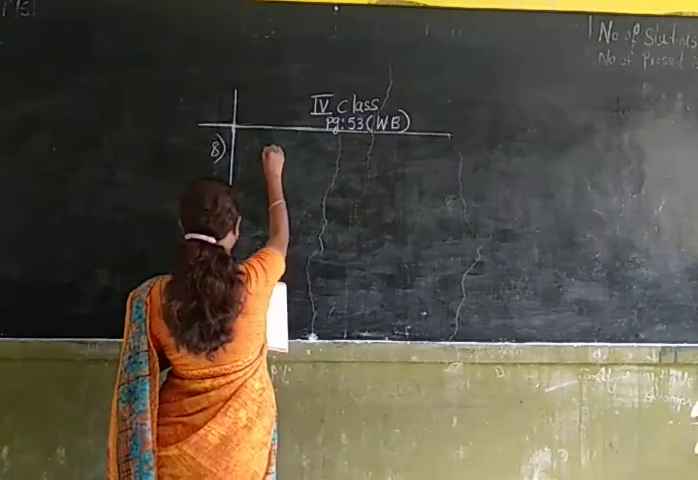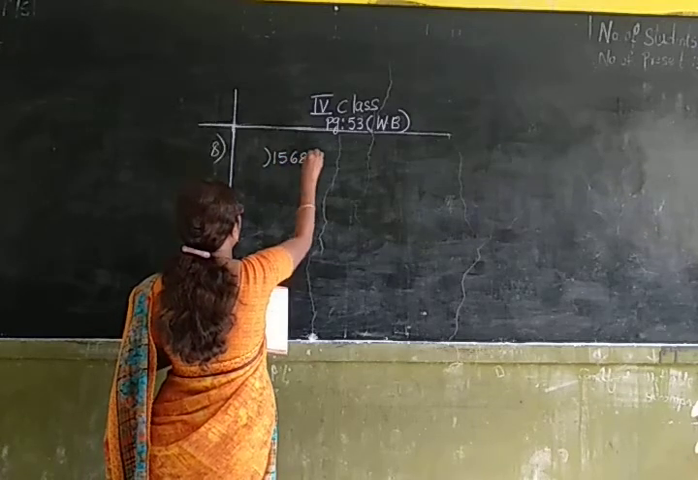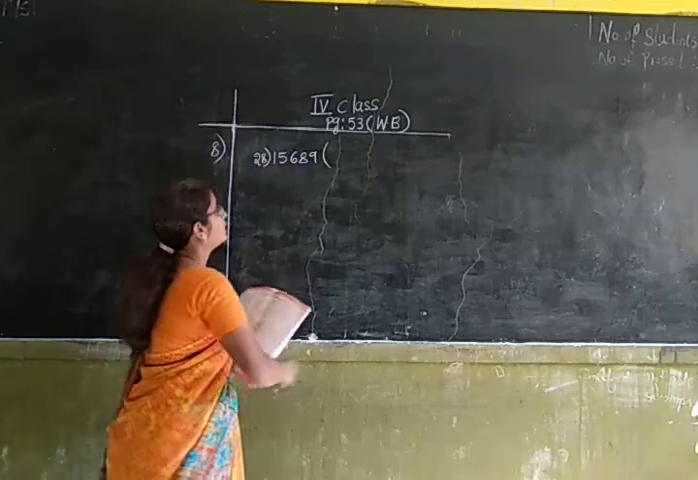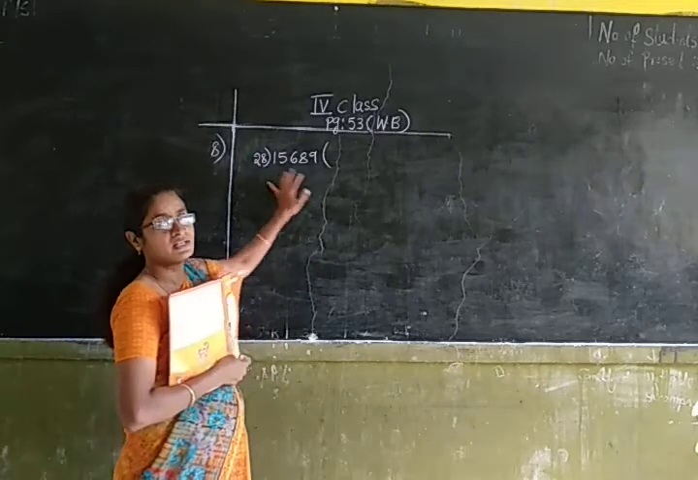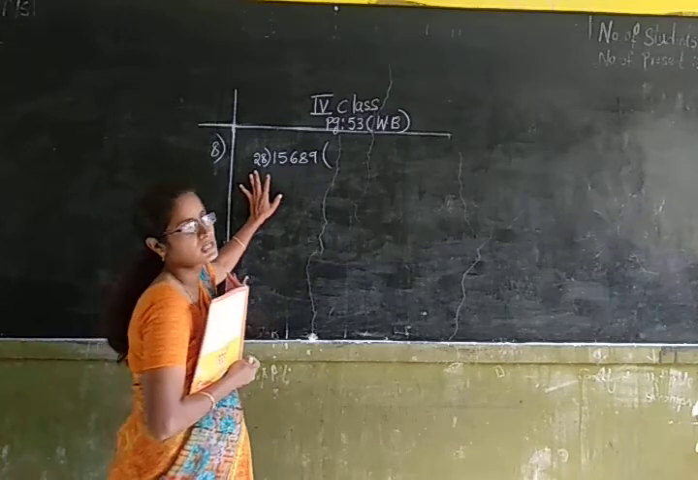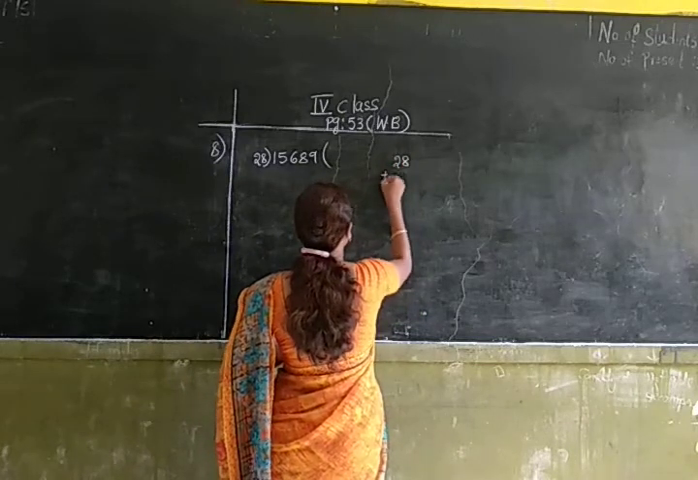First, what we have to do is divide 15,689 with 28. We have to divide 15,689 with 28 and check whether our answer is correct or not. Okay, children. Let us write down the 28 table.